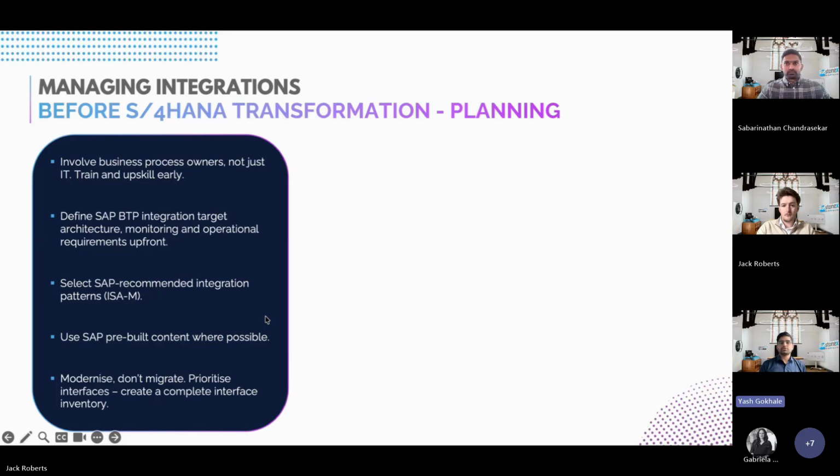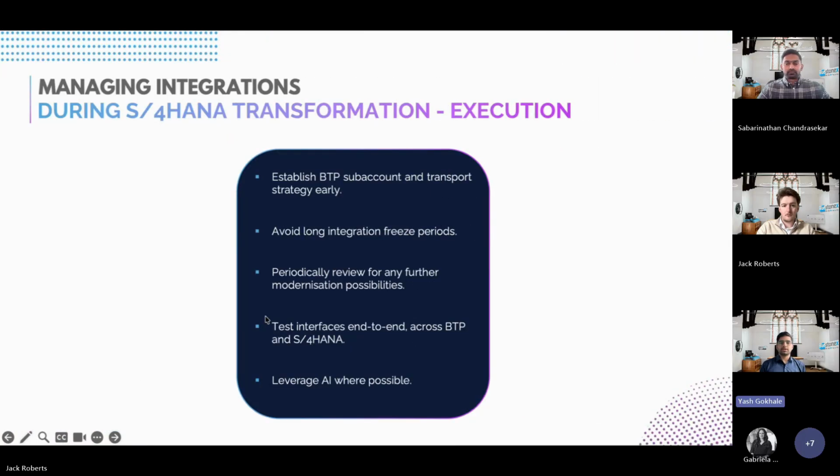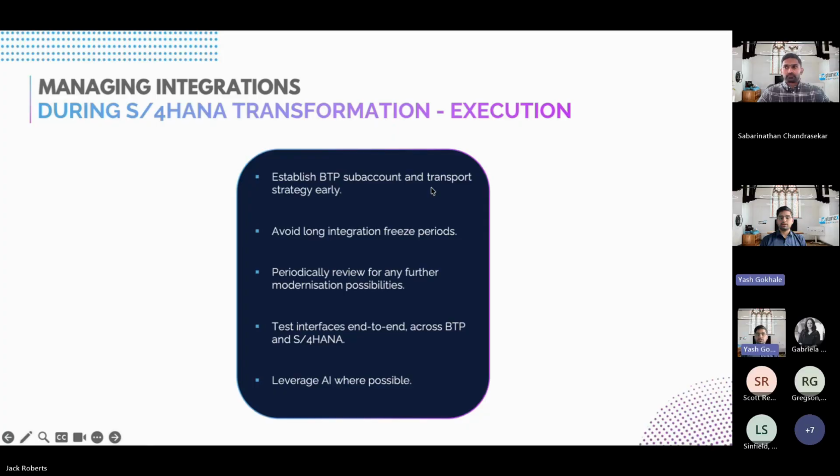So what about during your S4HANA transformation? Well, we suggest having your BTP subaccount and structure defined early on is key, because on BTP, the landscape and the transport decisions that you make will affect every integration going forward. If you get this wrong, everything downstream will become harder as you start ingesting more BTP services. So doing that proper admin work on BTP early will be a necessary headache, but it will save you a migraine later on.